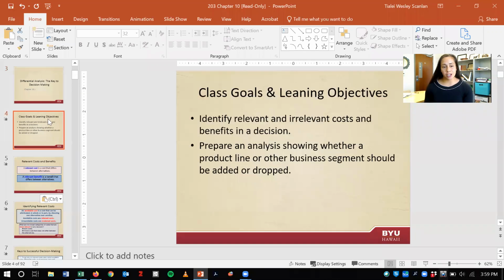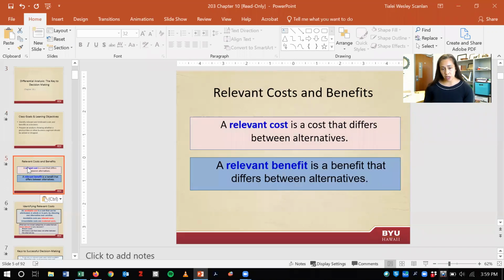So for chapter 10, we're talking about differential analysis, the key to decision making. And for this problem, we're going to identify relevant and irrelevant costs and benefits in a decision. A relevant cost is a cost that differs between alternatives, so it's different between your two choices, and a relevant benefit is a benefit that differs between alternatives. So it's different, it's not the same, or it doesn't remain constant between the two choices.